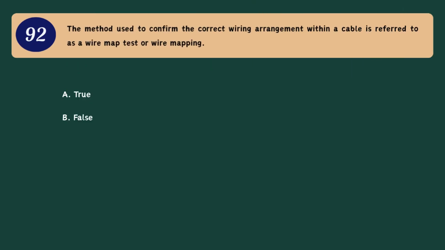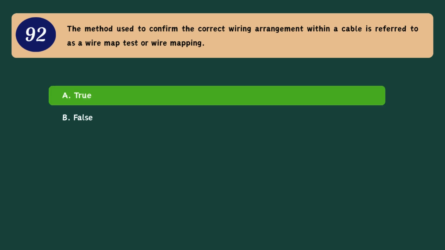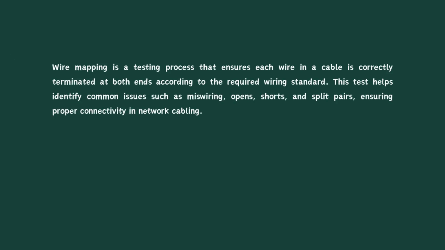Question 92. The method used to confirm the correct wiring arrangement within a cable is referred to as a wire map test or wire mapping. A. True. B. False. Correct answer. A. True. Wire mapping is a testing process that ensures each wire in a cable is correctly terminated at both ends according to the required wiring standard. This test helps identify common issues such as miswiring, opens, shorts, and split pairs, ensuring proper connectivity in network cabling.